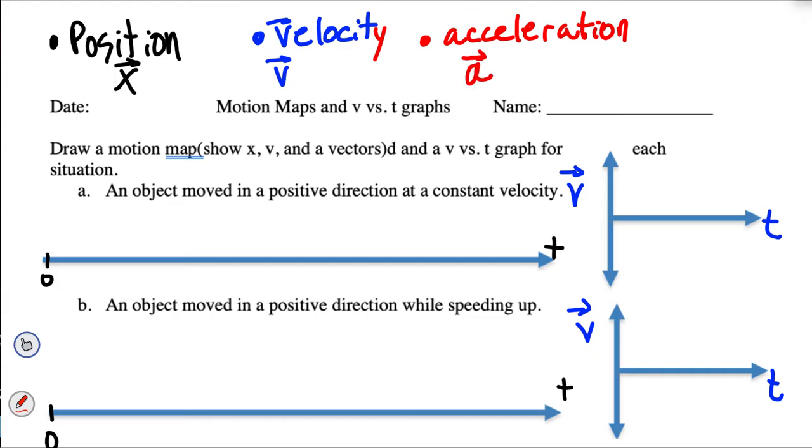When something does accelerate. For this first problem here, it asked us to draw a motion map and a velocity versus time graph for an object that is moving in a positive direction at a constant velocity. Now they don't tell us exactly what the starting position is, but if it's going to move in a positive direction, it's going to benefit us to start somewhere near a clock reading of 0, or a position of 0, excuse me. So if this is moving in a positive direction at a constant velocity, since it's a constant velocity, the position dots are going to have to be equally spread out.